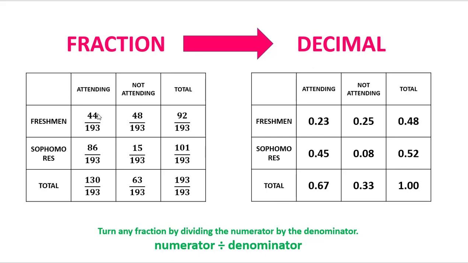We would take 44 divided by 193, and that gives us 0.23. We would then take 48 divided by 193, and that gives us 0.25. Next, 92 divided by 193, and that gives us 0.48. And we will do that to each of the fractions that we just created to get the decimals. Be very, very careful when you round your decimals to make sure that you don't throw off your answers too much.